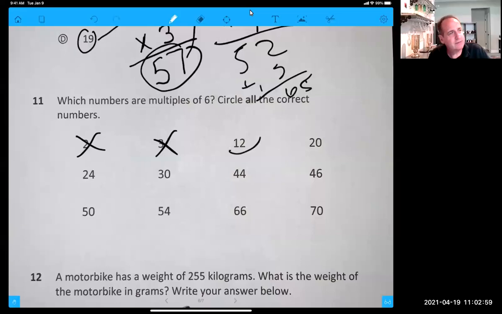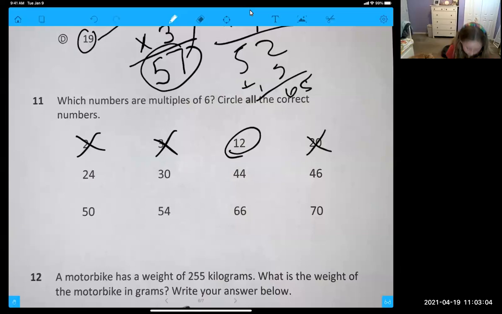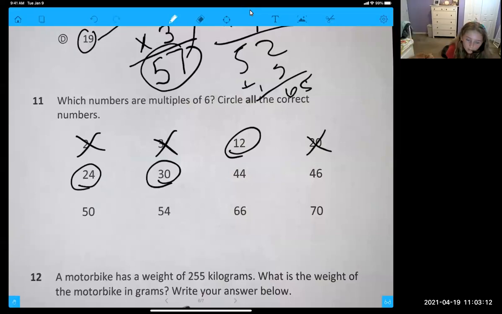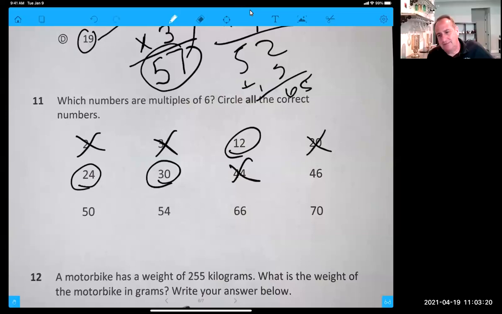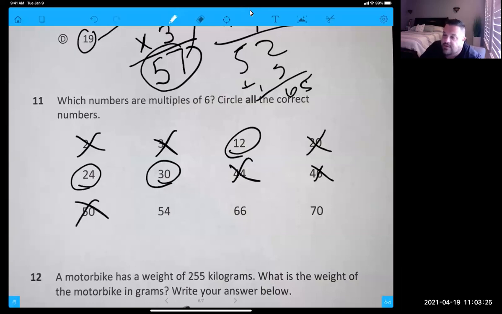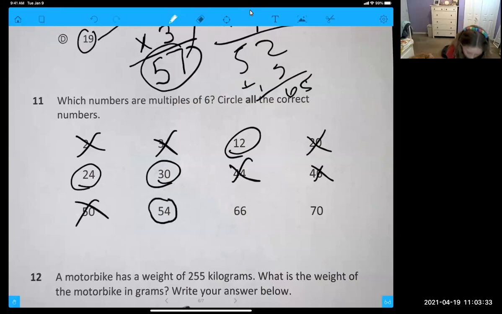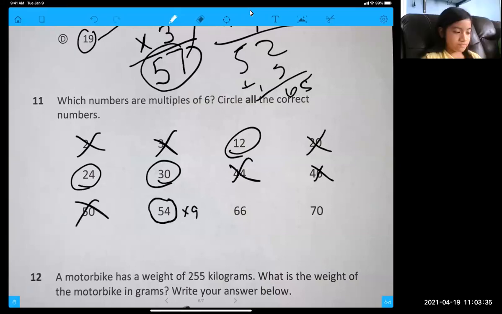Does it go into 20? No. Nope. 24, yes. 30? 30, yes. 44? No. 46? They're saying no. 50? Definitely not 50. 54? 6 times 9 is 54. No. Yes. Yeah, 9. Yes. 6 times 9. Definitely 9.